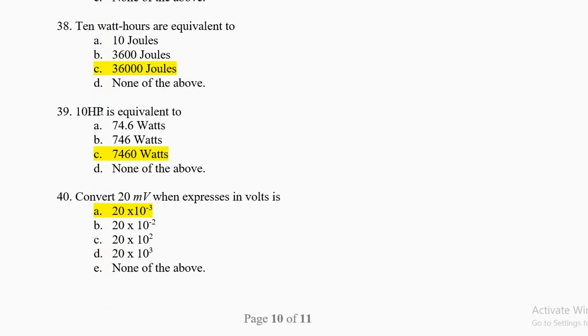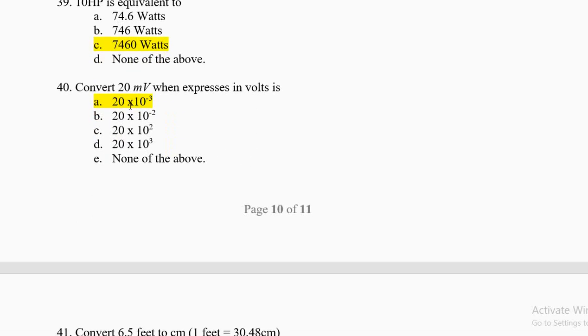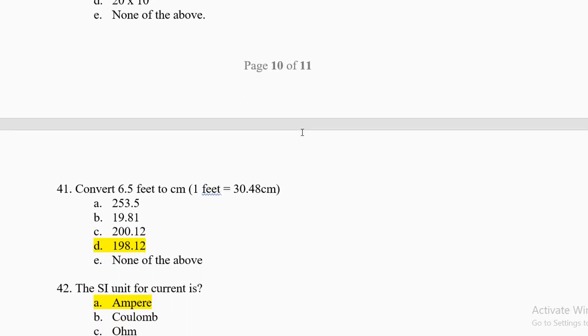Now horsepower. See, the horsepower is 746 watts. So 10 horsepower will be, HP means horsepower, 7460 watts. Now convert 20 millivolts when expressed in volts. Millivolt, this is not meter volt, this is millivolt. Milli means 10 power minus 3, so you'll get 20 into 10 power minus 3.